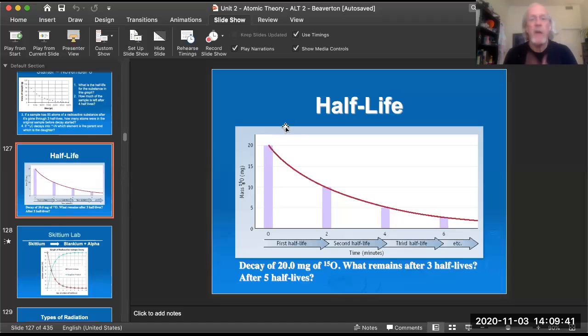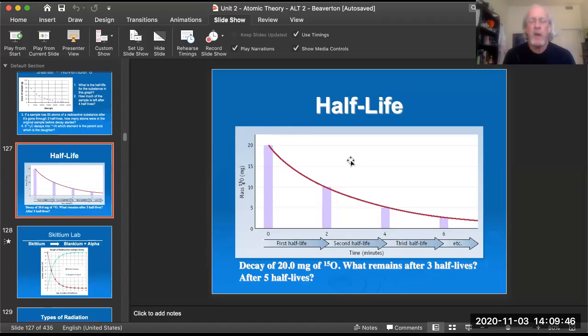All right, welcome back to nuclear chemistry. So today we are going to deal with the concept of half-life. So I am going to share my screen and let's get into that. So the concept of half-life is exactly what it says.